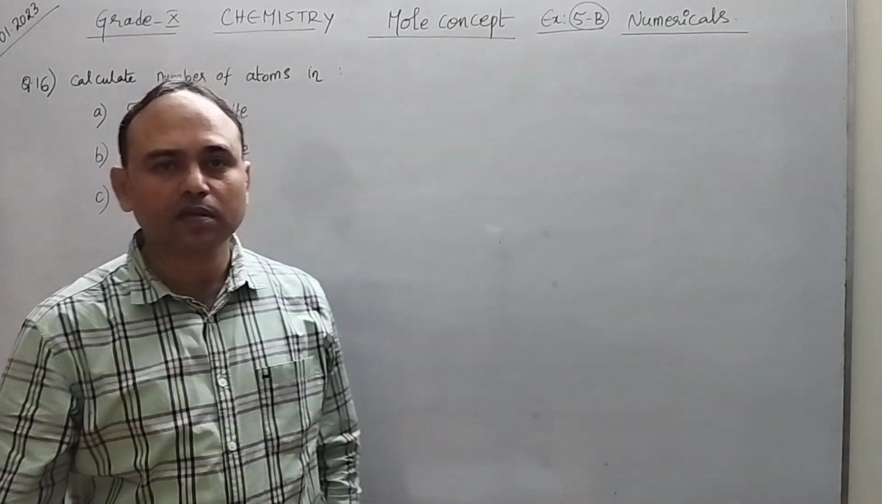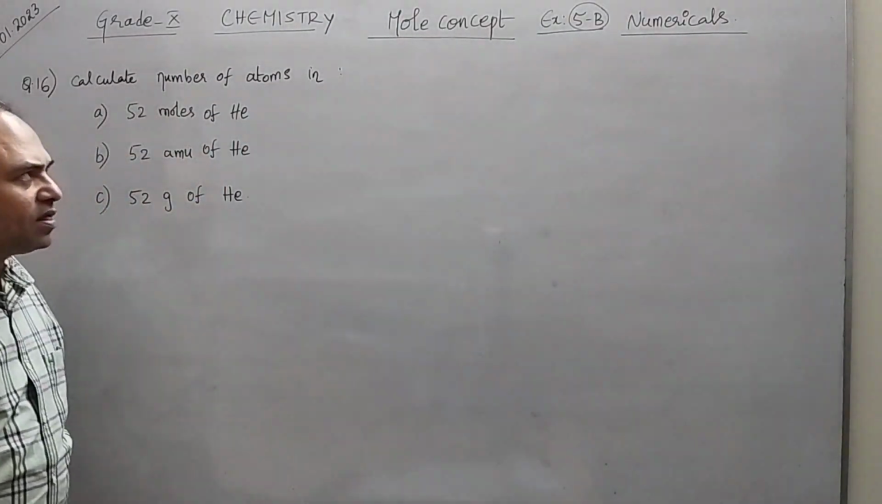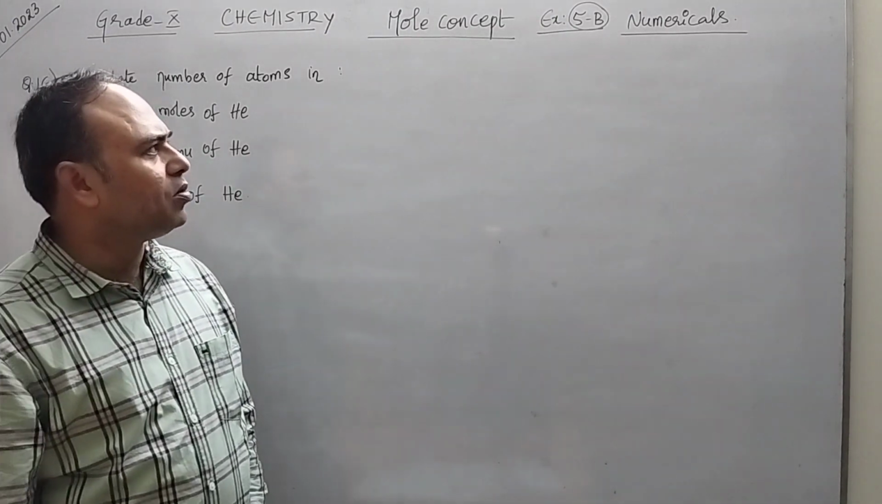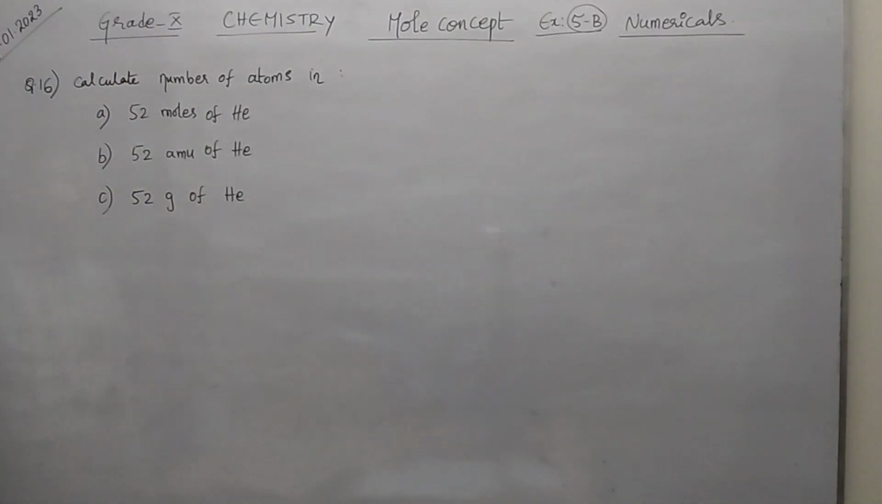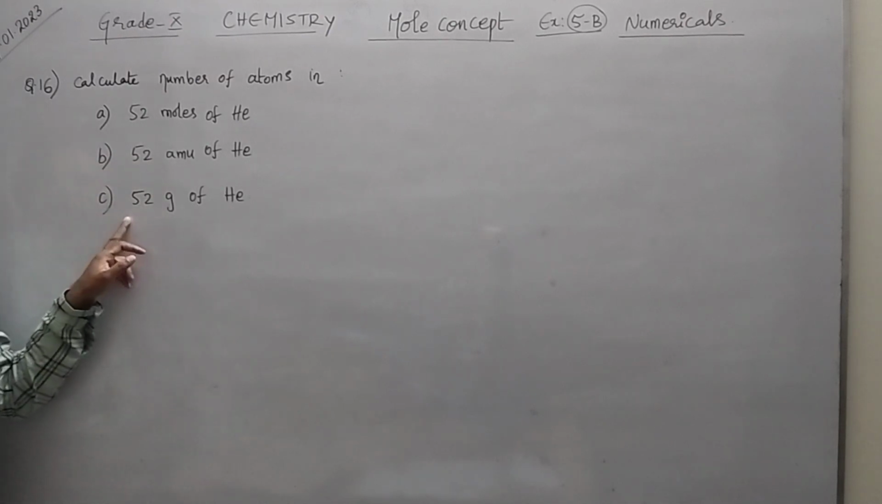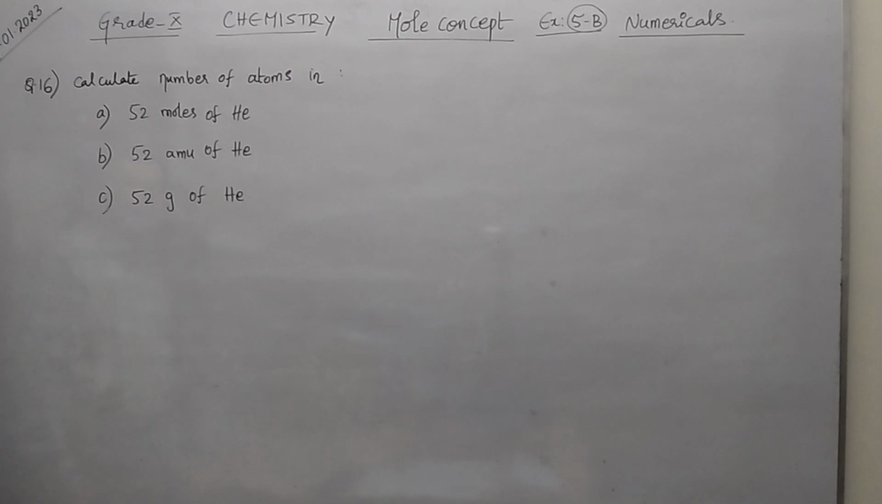Good evening, students. Today we are going to continue with mole concept exercise 5B numericals from the 16th question. What is given here? Calculate the number of atoms in 52 moles of helium, or 52 atomic mass unit of helium, or 52 grams of helium. So these are the three things you need to calculate.